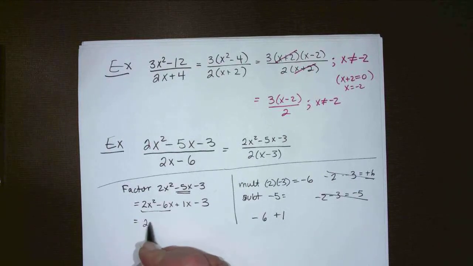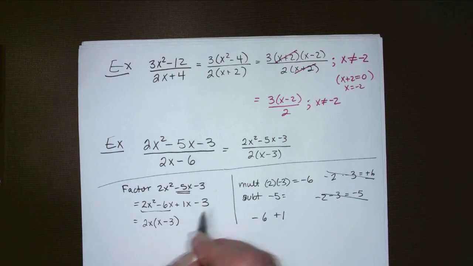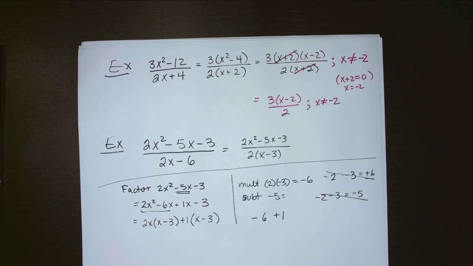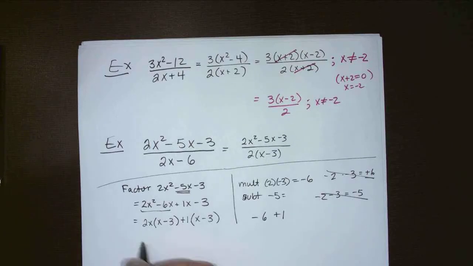So 2x, x minus 3, and 1. And if nothing comes out, factor out a 1. Sometimes a negative 1, I think on your homework was a negative 1 for the last section. And what are our factors? 2x plus 1 and x minus 3.